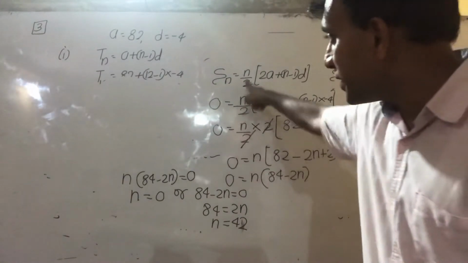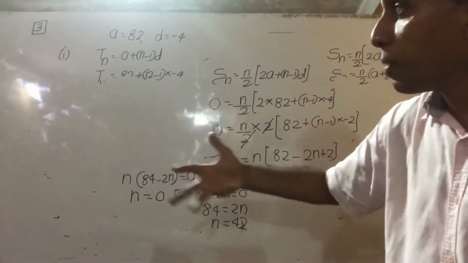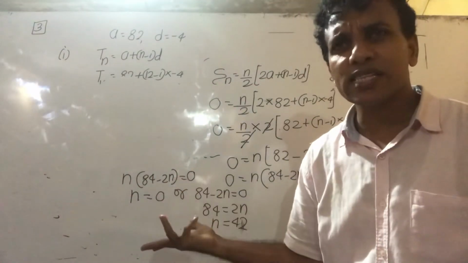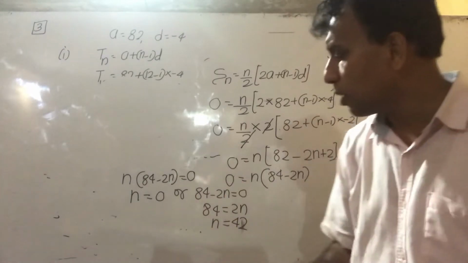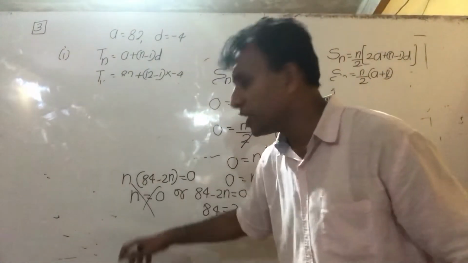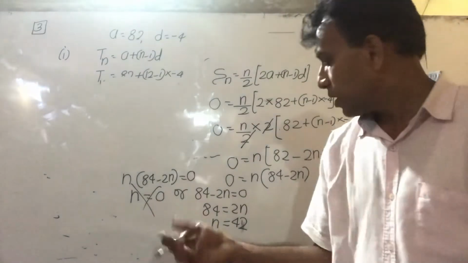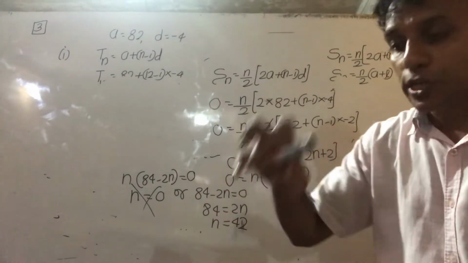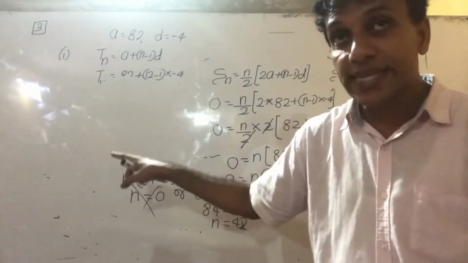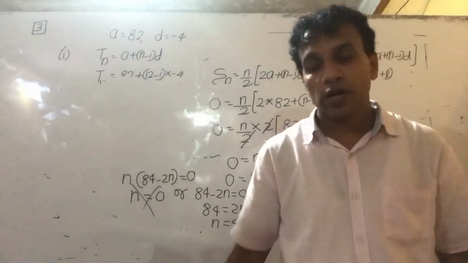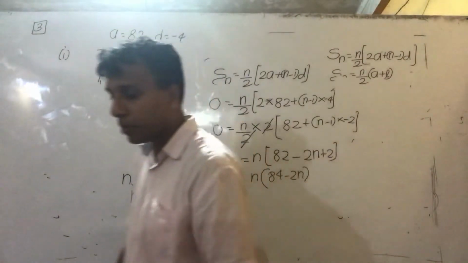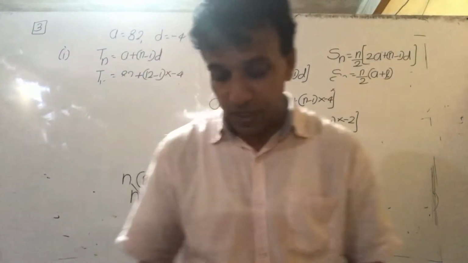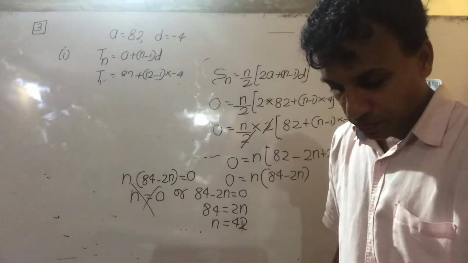In this question, what is n? Number of terms. How many terms are there? 0 terms. That is meaningless. 0 terms means no term. You can't take this. Therefore the answer is 42 terms. If you add the 42 numbers of that series, the answer becomes 0. That's the method of such questions, right?